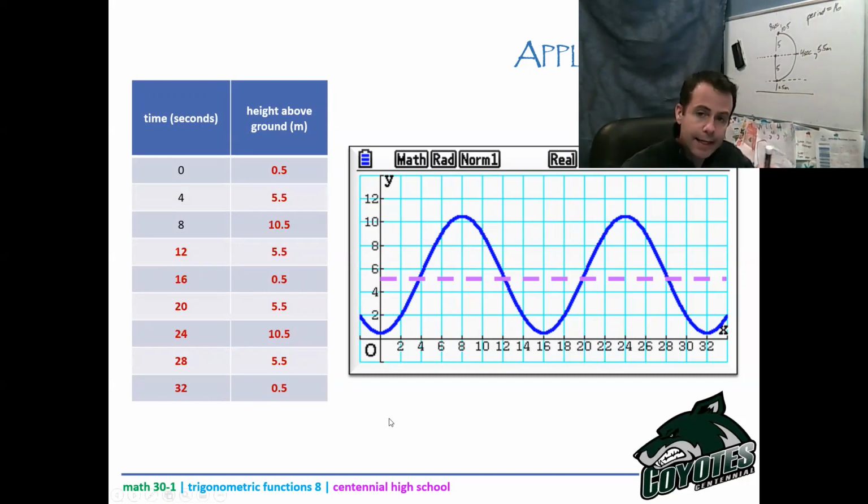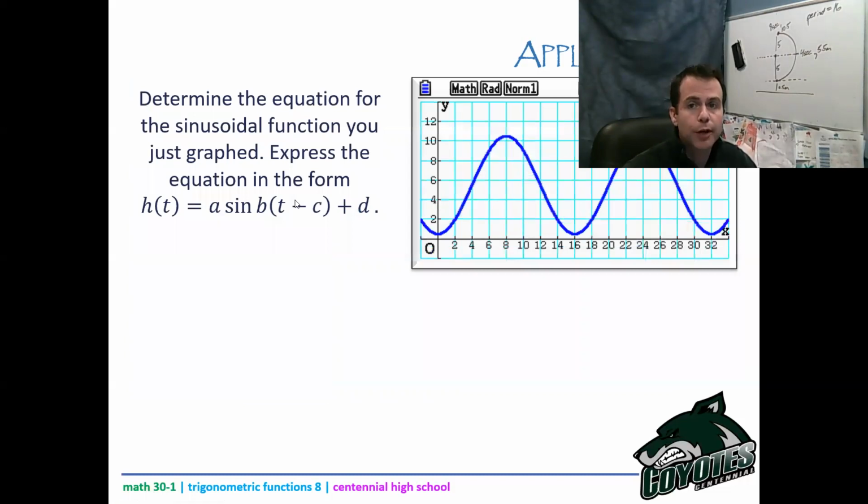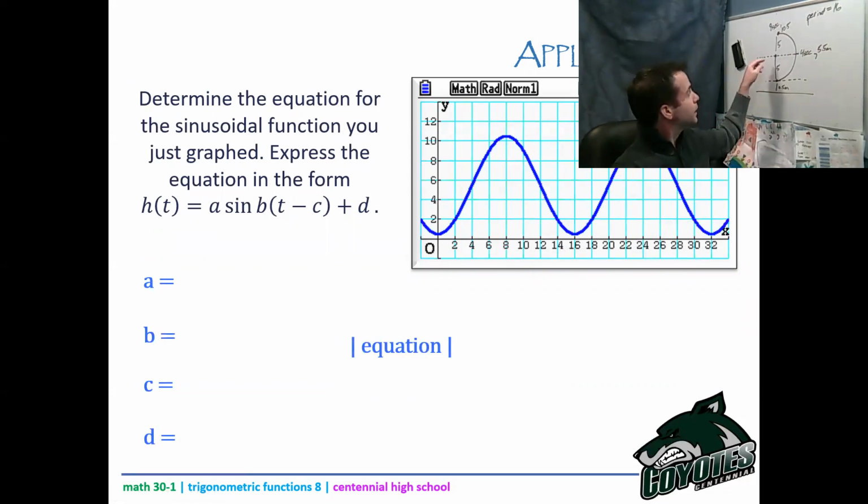Okay, so let's take everything we just said and put it into an equation. The equation we're asked to draw is a sine equation. So I need to think about, okay, what's A, what's B, what's C, and what's D? Well, A we know for sure. If you think about this as your midline here, that 5.5, from there I go up 5 to the top and I go down 5 to the bottom. So A ends up being 5. The radius of the circle in these real world applications really becomes the amplitude, okay? So A is gonna be 5.